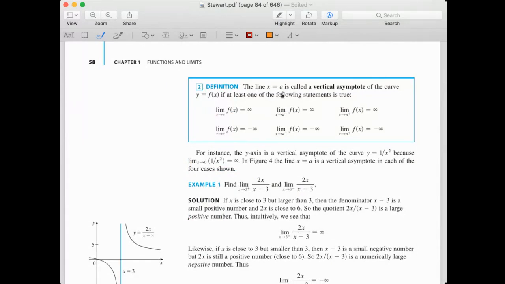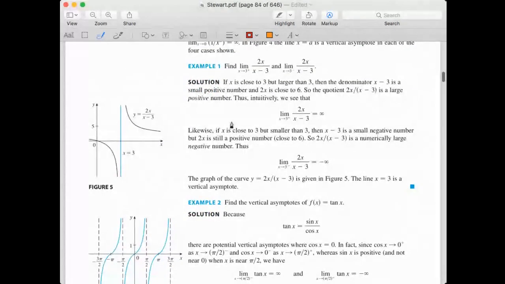So the line x equals a is called a vertical asymptote. We know this before, right? If the value is not in the domain, it creates a vertical asymptote. So the limit as x approaches a of the function equal to infinity means the left limit goes to infinity, the right limit also goes to infinity. Similarly for going to negative infinity.